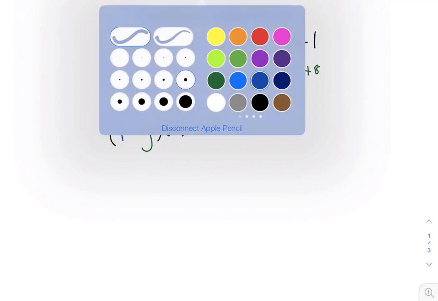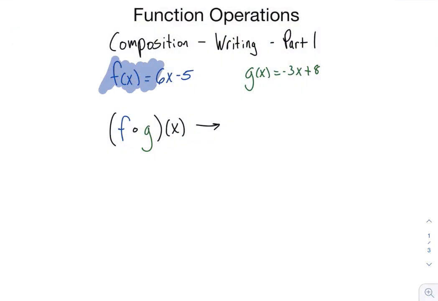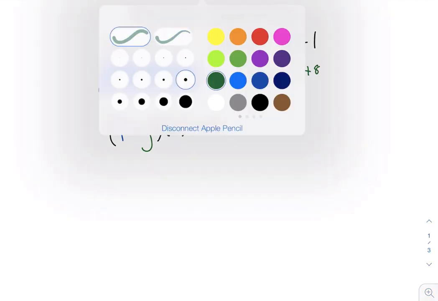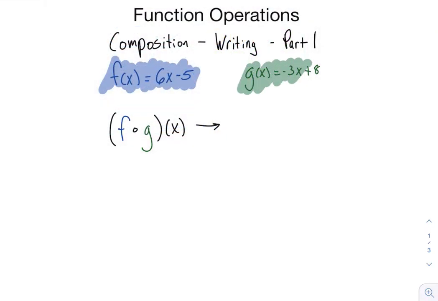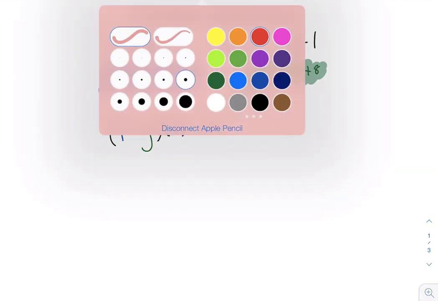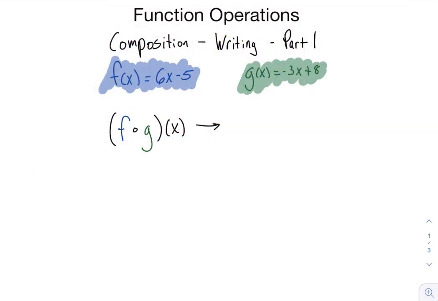Now you may remember these guys, f of x, which was in video 3 for multiplication part 1, 6x minus 5, and g of x, negative 3x plus 8. So we want to compose these two functions together. In case you've never seen composition before, you might want to go back and watch video 6, which is evaluating. It goes over a little more basics of the notation, but just a little recap. The notation for composition is an open circle. And the way we would read this is f of g of x.